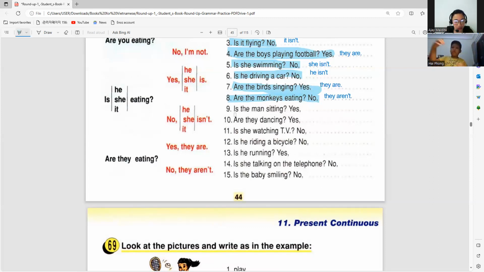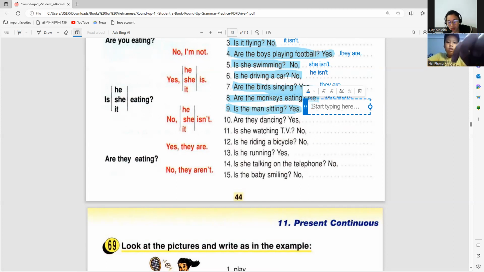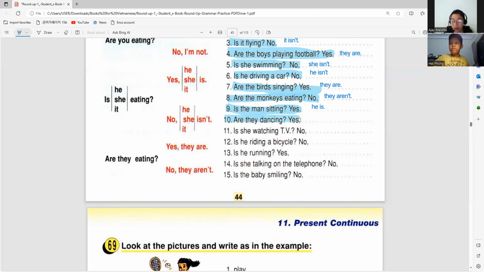Okay, number 9, Phong. Is the man sitting? Yes. Yes, what? Yes, he is. Okay, number 10. Look at number 10. Number 10, Phong, are they? Please read, Phong. Number 10, are they?